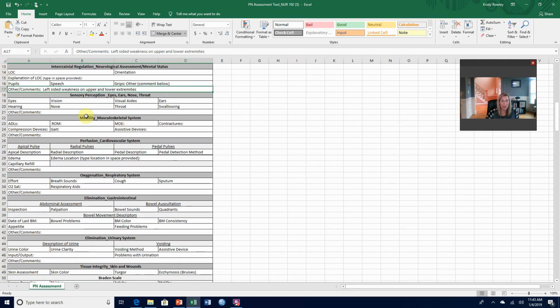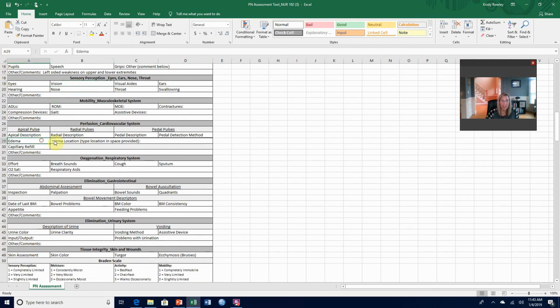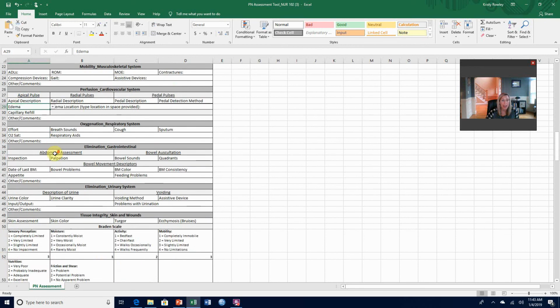Like I said, it's just some different kind of little terminology added, so you can see in here how for vision you have different little terms. Edema, we've added some additional, so now they have pitting edema +1 to +4, so they should know what those things are.